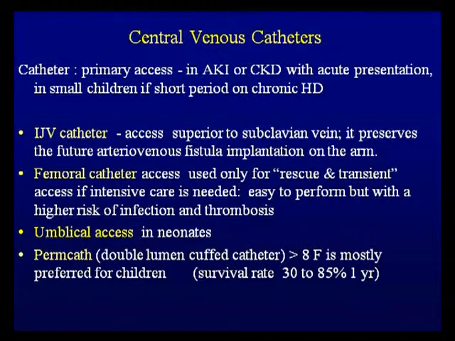But if you're planning for chronic dialysis, then Permacath, a double lumen cuffed catheter, which is at least 8 French in size, is the preferred route. The survival rates are anywhere between 30 to 85%.